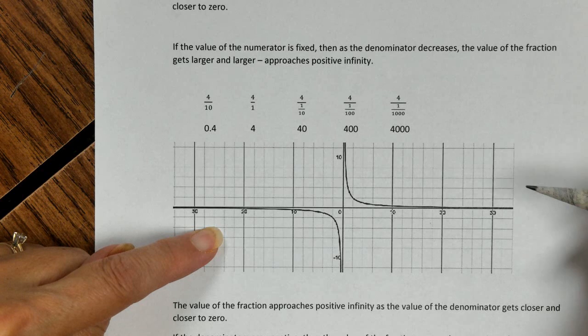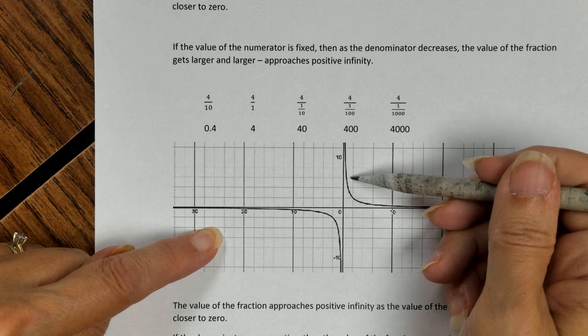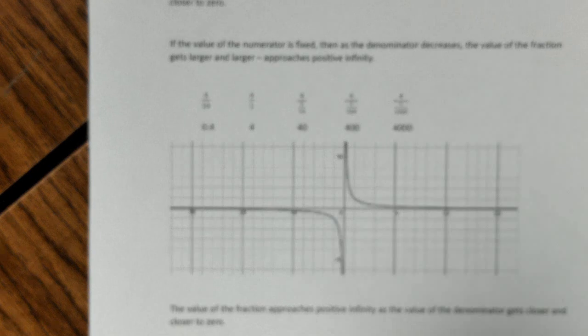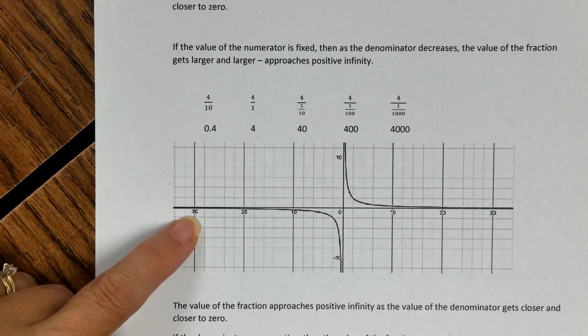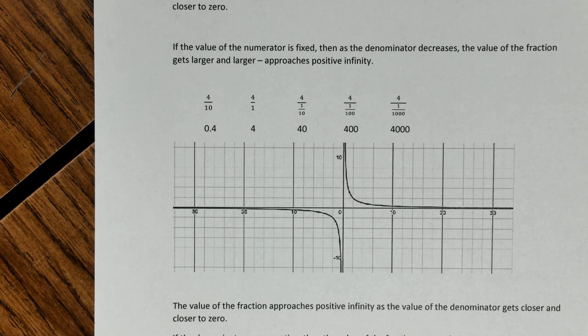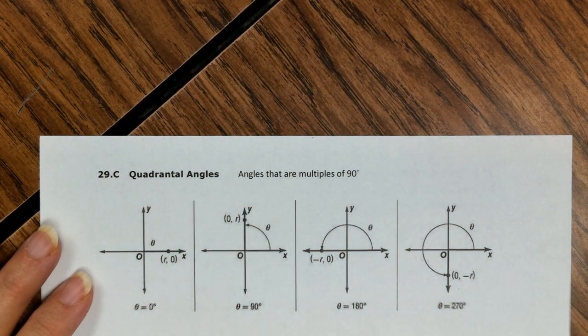So as your positive number is decreasing and decreasing, getting closer to 0, the value of the entire fraction is approaching positive infinity. And if you're using negatives, but you're getting closer and closer to 0, then you'd be approaching negative infinity. The absolute value keeps getting larger and larger, but they're negative. Just a concept to keep in mind while we're talking about quadrantal angles.